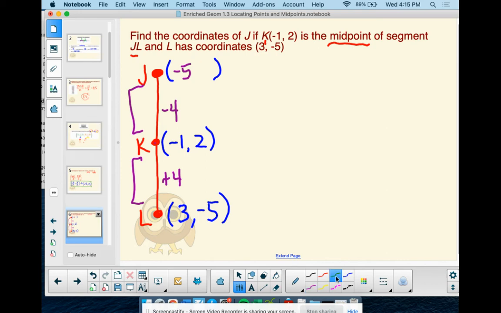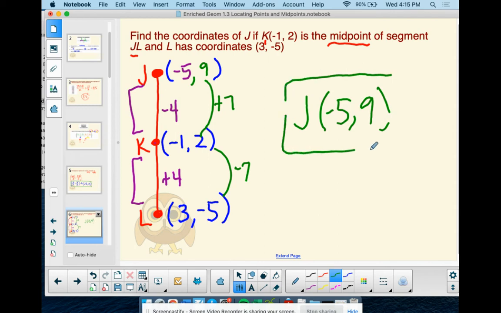Now, folks, we're going to do the exact same thing again with our y. How do I jump from 2 to -5? Well, I have to subtract 7. So to go to the opposite side, I'm not going to subtract 7 again, I'm going to add 7. So 2 plus 7 gives me 9. So the ordered pair of J is (-5, 9).